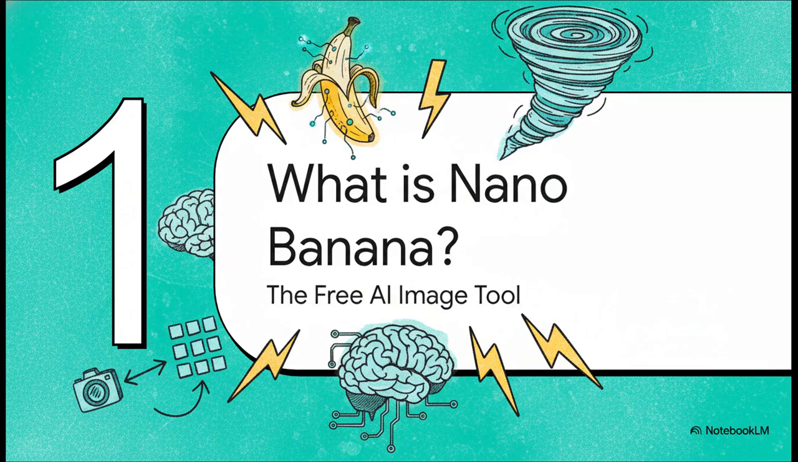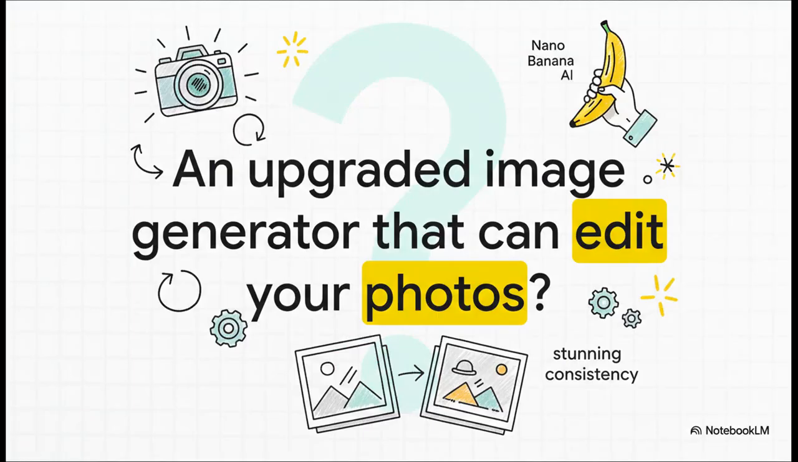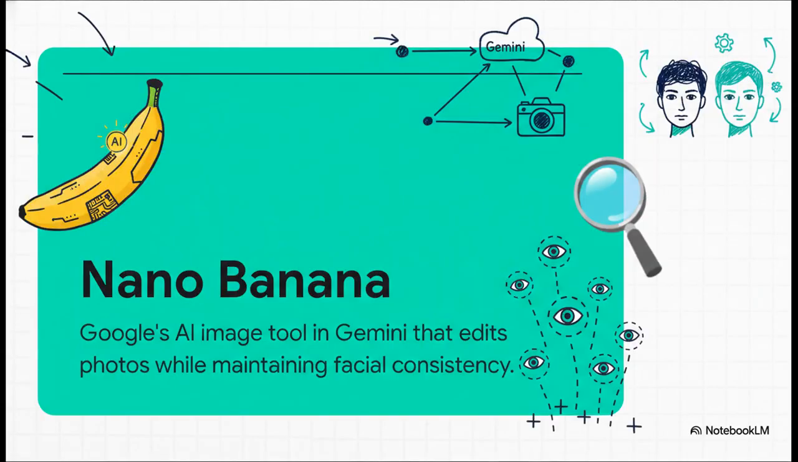First things first, what exactly is this tool, and why is everybody talking about it? So, what if I told you there was a tool that didn't just whip up images out of thin air, but could actually take your photos and edit them and do it with like shockingly good consistency? That's the big idea here. Okay, so Nano Banana is Google's new AI image tool, and it lives right inside Gemini, which is their main AI assistant. And here's the thing, it's not just another text-to-image generator. Nope. It edits your photos, and its absolute standout feature, and this is a big deal, is that it keeps your face looking like your face across all kinds of crazy edits.